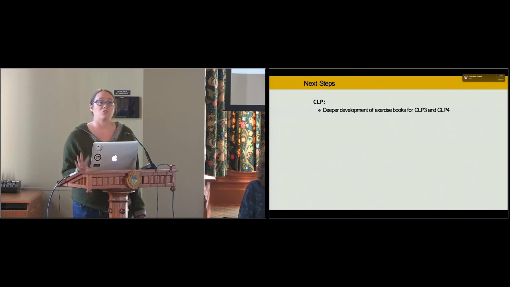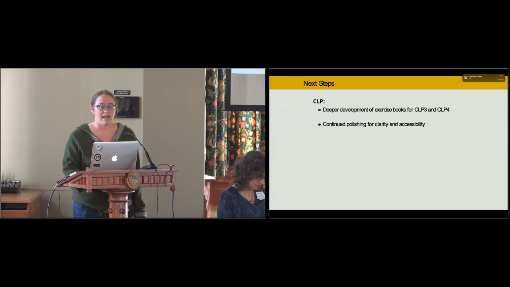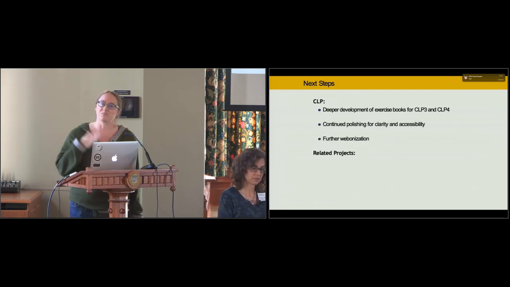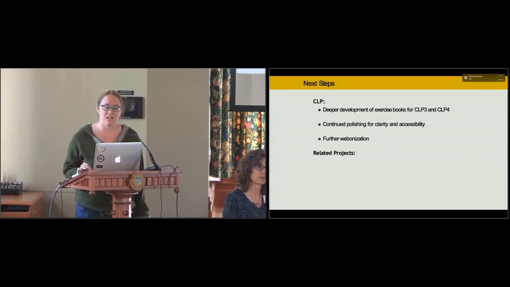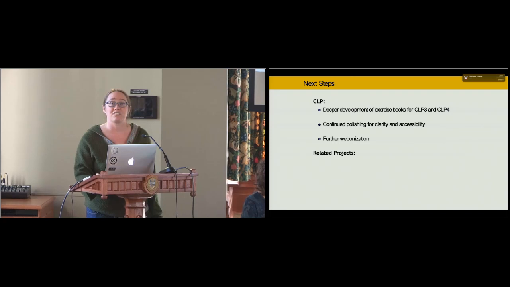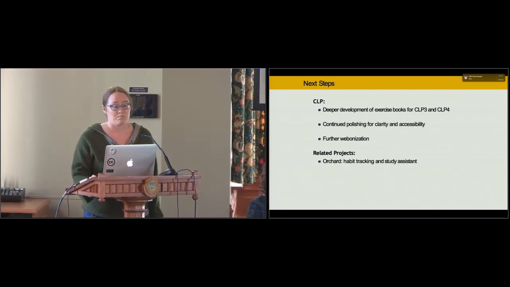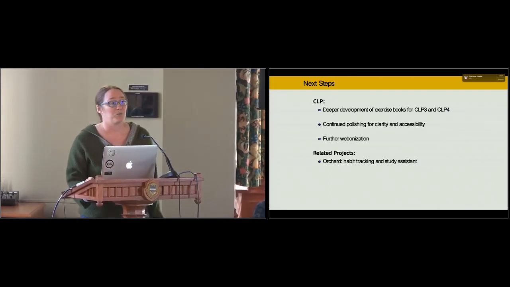So there's 4 books, and the first 2 are stable. The last 2, the text is stable, and we're still filling in some of the gaps in the exercise books. We have some updating to do now that we have style guidelines, just to polish things and put things from PDF to the web. So there's a bit of polishing to do on the text itself, but then we've also branched out into some related projects. So my current pet project is something called Orchard.